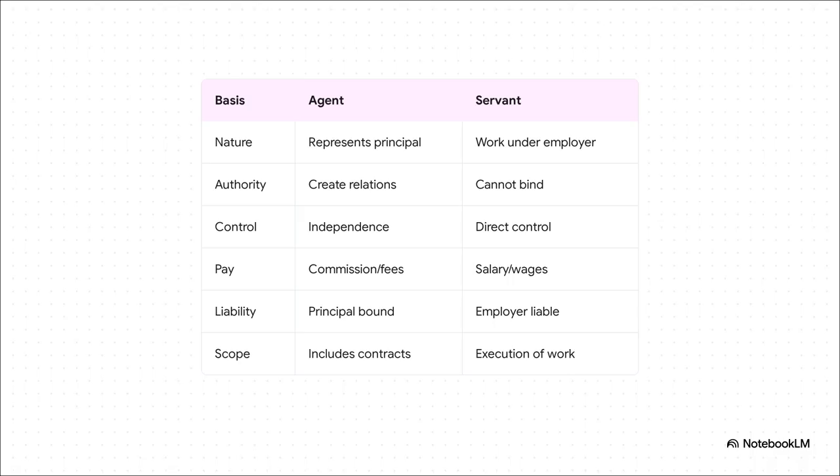Reproducing this exact 6-point tabular format on page 1 of your answer script is mandatory for distinction marks. Evaluators actively look for this structured, comparative logic.